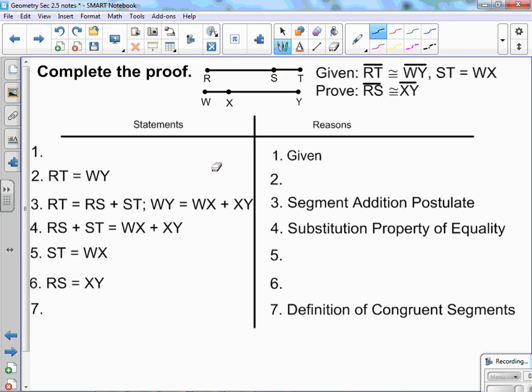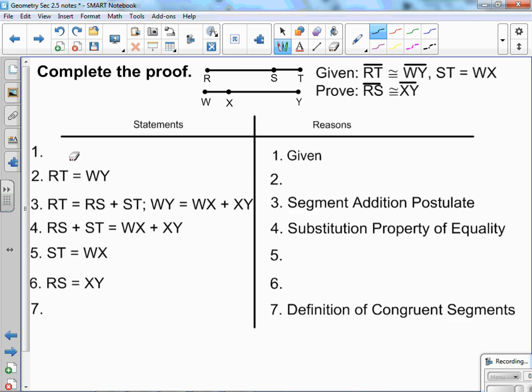All right, next one, we're going to complete the proof, and they give us quite a bit of information. Given that segment RT is congruent to segment WY, length of ST is equal to the length of WX, prove that segment RS is congruent to segment XY. So ultimately, we want to prove that RS from here to here is the same as X to Y here, which are on two different segments, but there are some things that are related there between those.